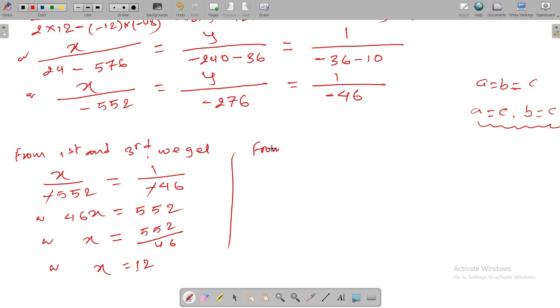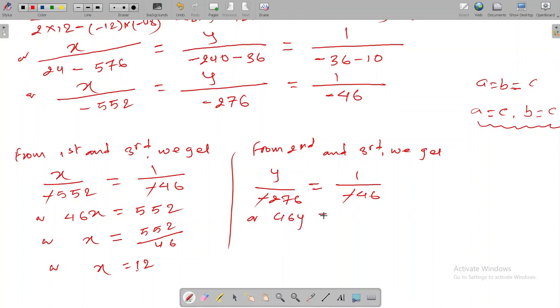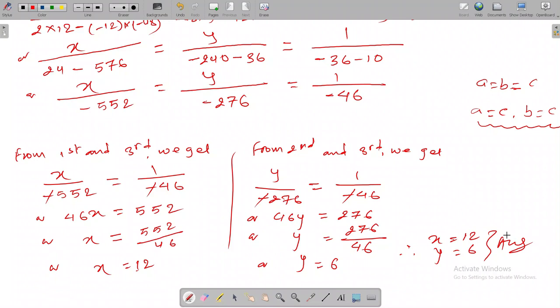Again from second and third, we get, here our second term is y by minus 276 is equal to the third term, 1 by minus 46. Here also minus will be plus. By cross multiplication 46y is equal to 276. By solving, y is equal to 276 divided by 46, which is 6. Therefore x is equal to 12 and y is equal to 6. This is our answer by using the cross multiplication method.